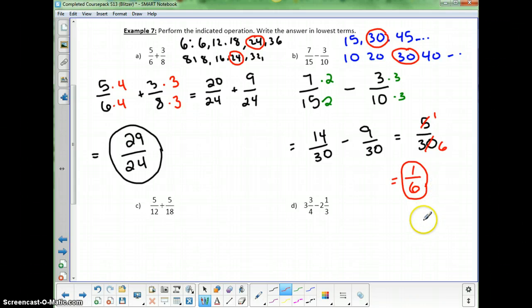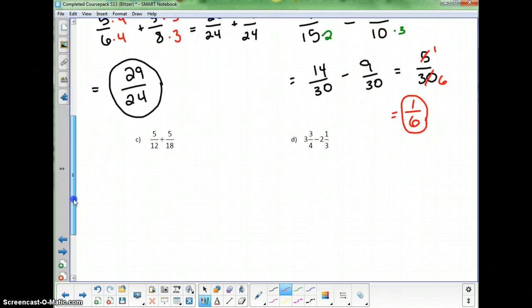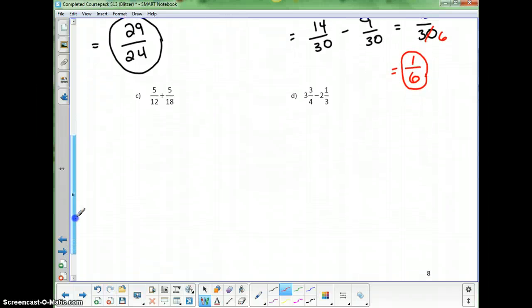I didn't really talk about reducing on the last one because 29 24ths was already reduced. There's no number that goes into 29 and 24. In fact, 29 is prime, so I knew that one was reduced already. But I do need to make sure I'm checking for that constantly. Is my fraction reduced when it's in my final answer? Okay, let's go ahead and look at the next couple.